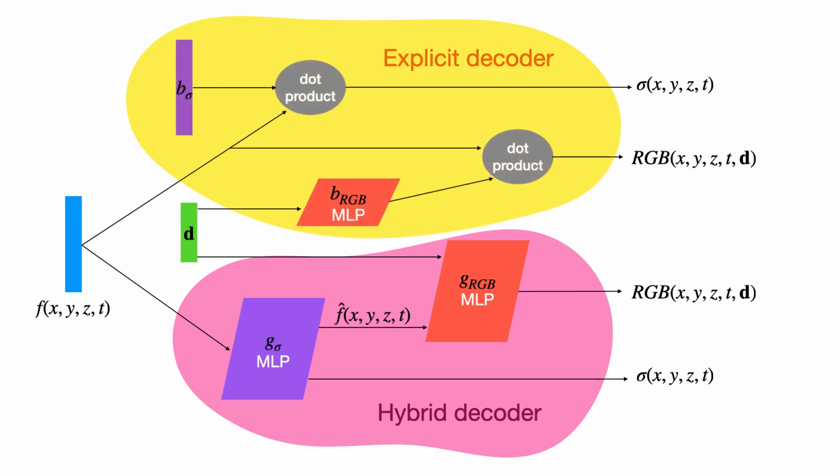Our explicit decoder is instead based on dot products of the features f with learned basis functions for density and view-dependent color. We learn a basis vector b sigma in purple for density and a basis function b rgb in red for view-dependent color. The color basis is implemented as a lightweight MLP that maps view direction into a basis vector, whose dot product with the features f determines the RGB color.